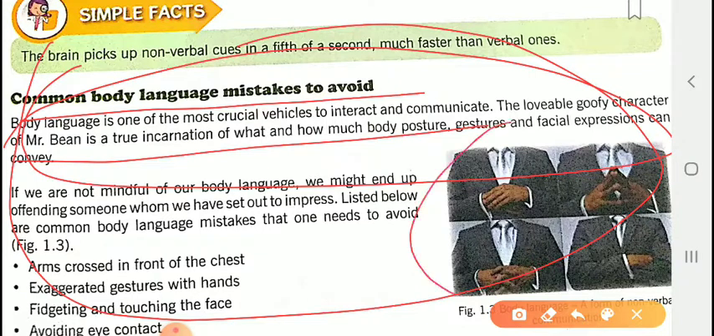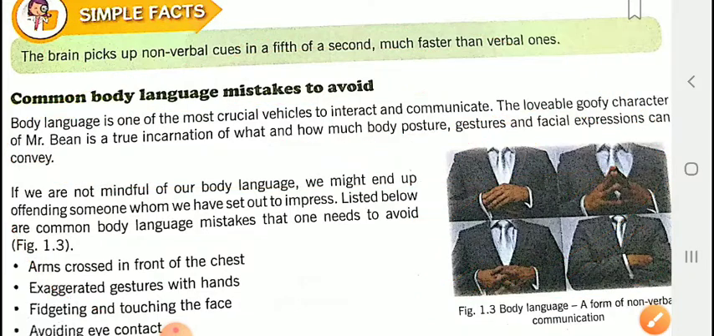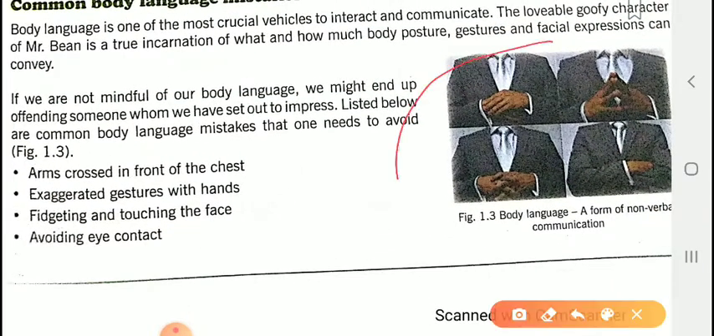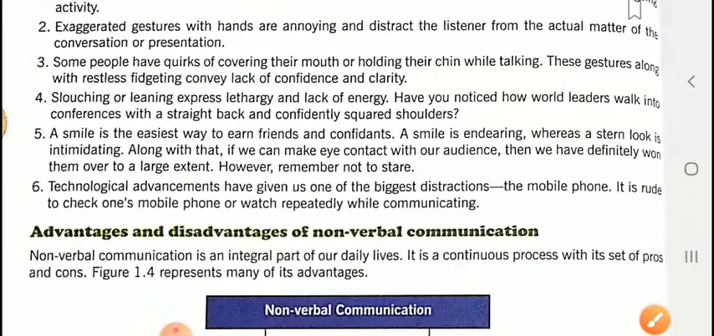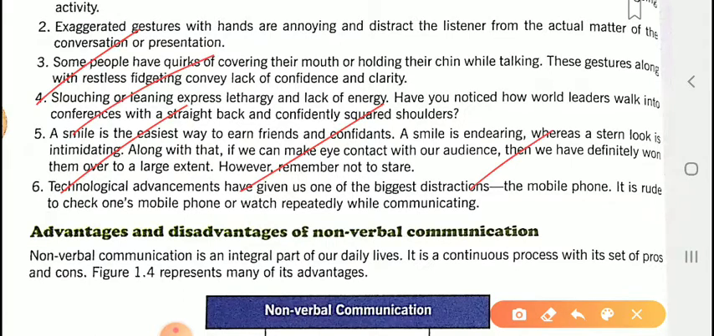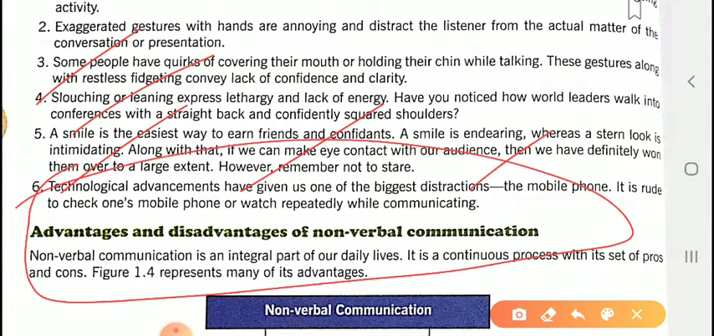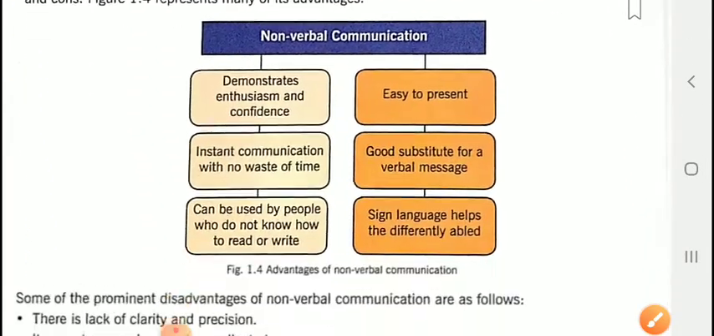Okay. In this figure you can clearly see what body language shows. From your body language, we can think about any person, whether he is a positive or negative thinking person. Okay, this is a form of non-verbal communication which we can easily understand. Next thing is advantages. You have to study all the chapter line by line. This is a revision class, so I am going to discuss only the main points. Okay, advantages and disadvantages of non-verbal communication we have to understand.